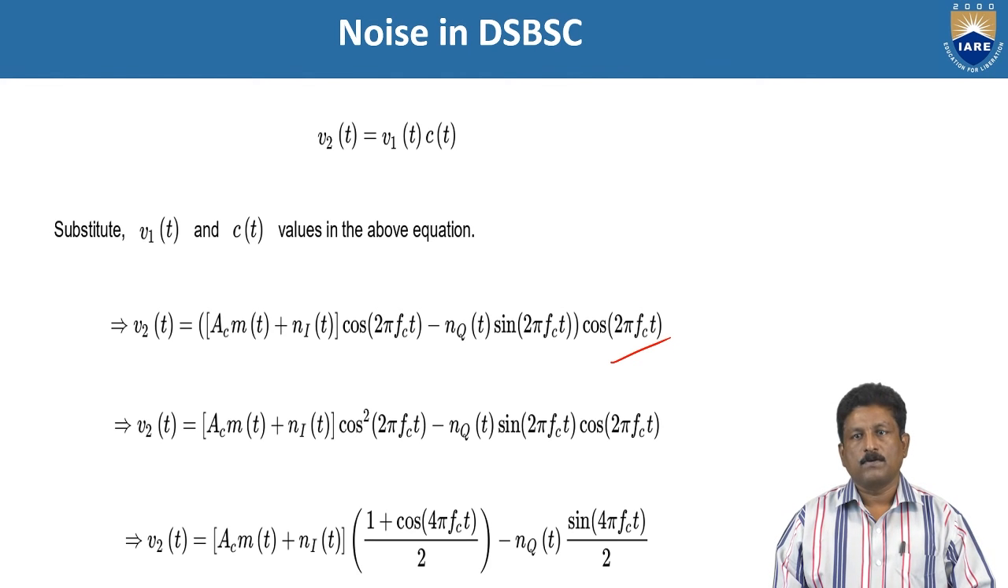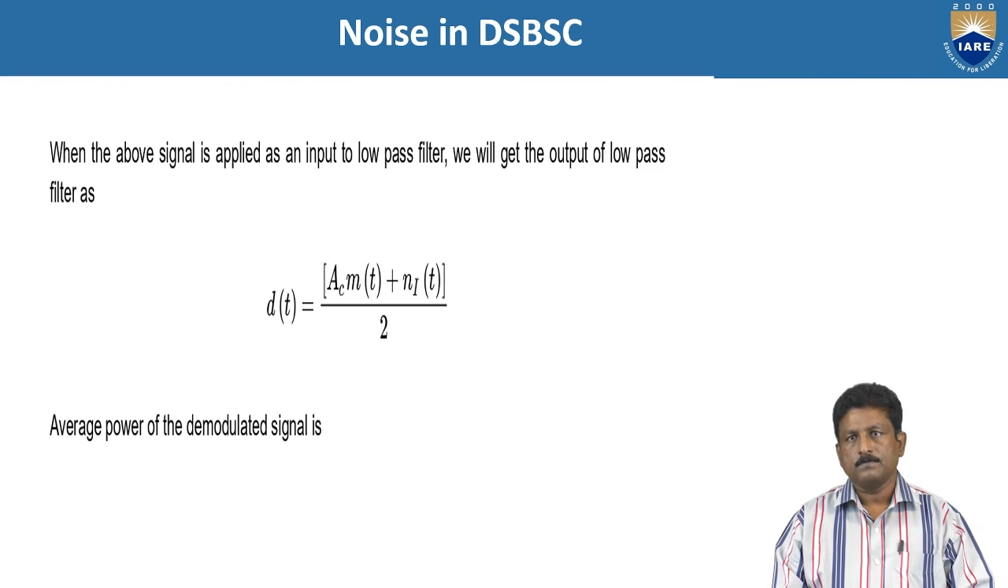So β(t) = [Ac m(t) + ni(t)] (1 + cos(4πfct))/2 − nq(t) sin(4πfct)/2. We can write this using the trigonometric identity. When this signal is applied as input to the low pass filter, we get the output of the low pass filter as d(t) = [Ac m(t) + ni(t)]/2 only.